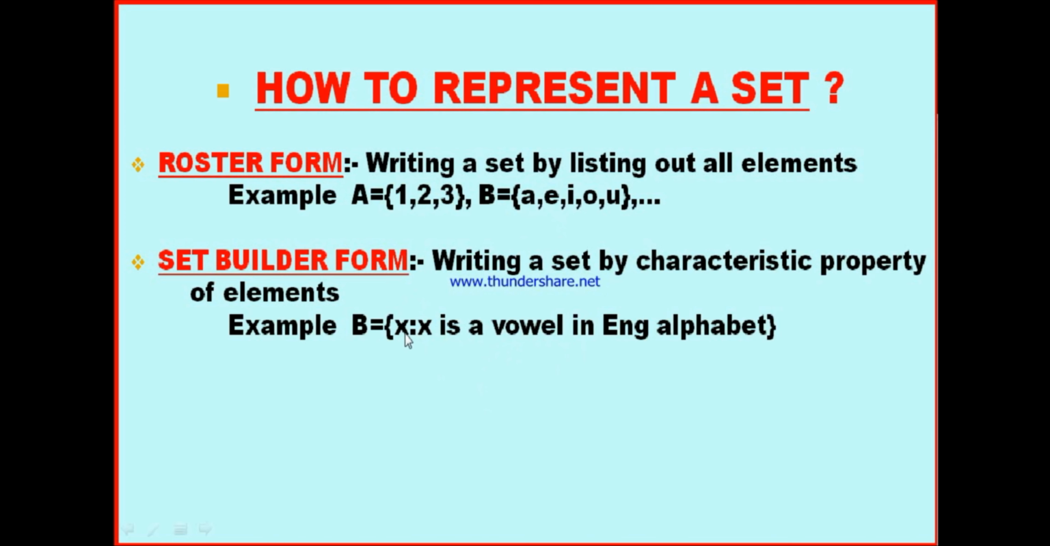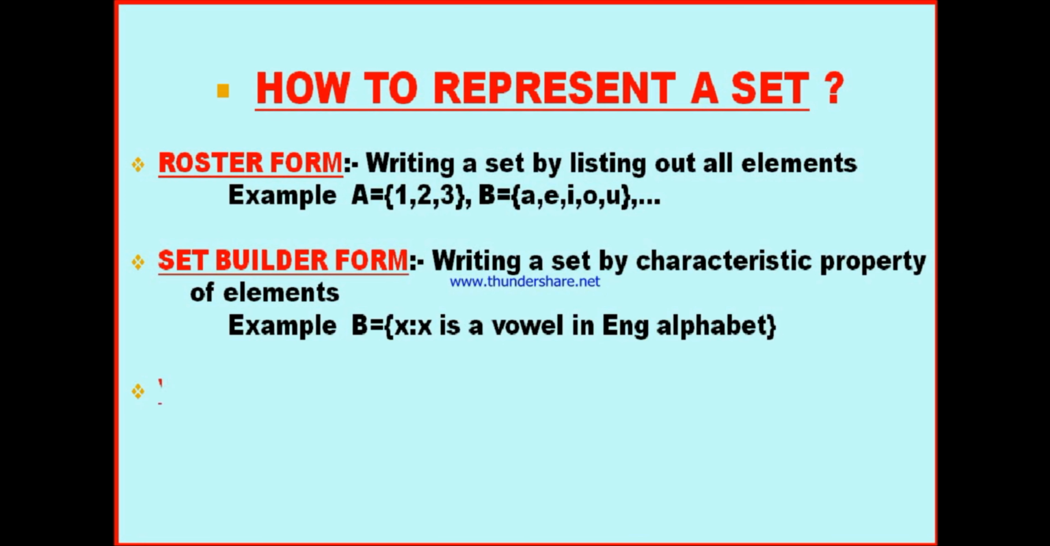You should read it like this: x such that x is a vowel in the English alphabet. By writing this, we wrote the property of the elements that belong to this set. If we write the property of the elements of a set, then this is called set builder form, or it is also called rule form.